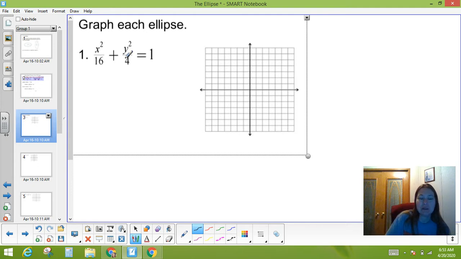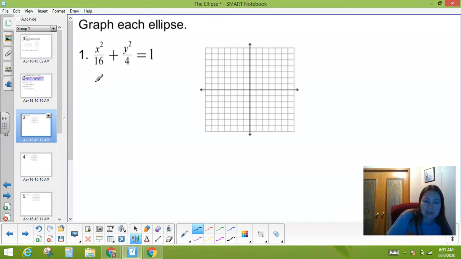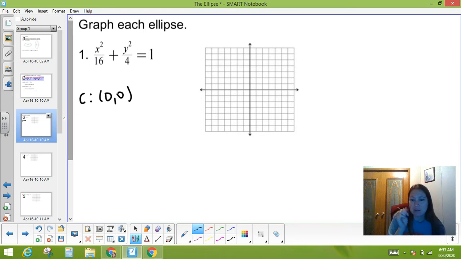So this one, there are no parentheses. So that means that we are going to have a center at 0, 0. And then your bigger number is under X, but I'm not going to worry about calling them A or B. I'm going to talk about vertical and horizontal. I'm not even going to talk when it comes to graphing about who's major and who's minor, because it's not that crucial. And I think it's easier for y'all to understand if we just talk about vertical and horizontal.